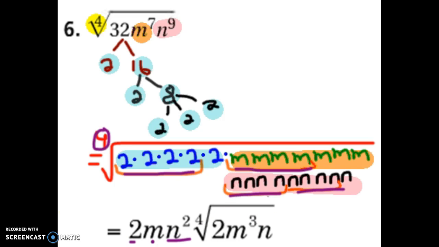The rest of them did not come out. That 2 didn't come out. That m cubed didn't come out. That n didn't come out.